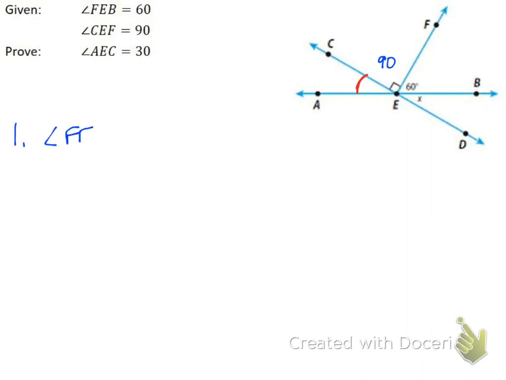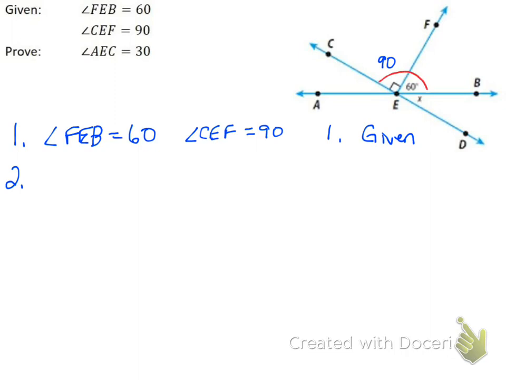So angle FEB is equal to 60, and angle CEF is equal to 90. Again, that's what I'm given. I'm going to rewrite this so I have more room, or else I'm going to run out. Angle CEF is equal to 90. And so the one thing that I know, looking here at my picture, is that this entire angle right here has to add up to 180 degrees because angle CED is a straight line.